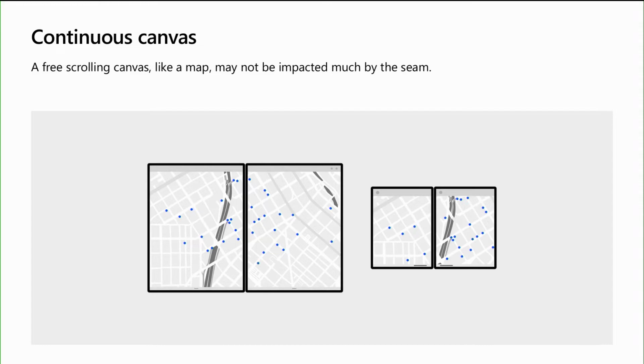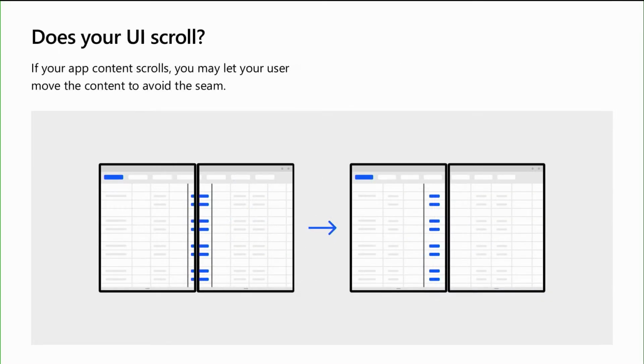When you have a freely scrolling canvas like a map, we find it not very problematic to have the seam in the middle because you as a user can move the content off the seam easily. I have an example of this later where you can see this in action yourself. Likewise, with scrollable content such as a large table, where users can avoid the seam by simply moving the content, it feels good to utilize the larger canvas afforded by the dual-screen devices. Depending on your app's content, you might be able to enhance your app's experience with an expansive workspace without doing a lot of work.